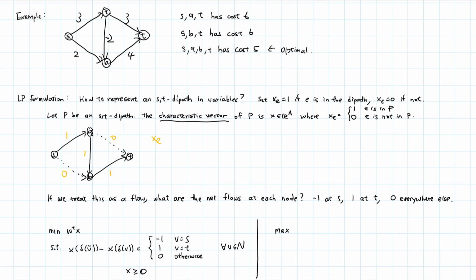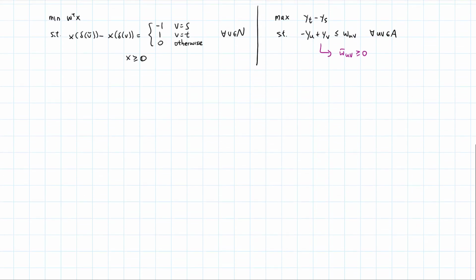We still have the same maximization, and the constraints are the same as before, minus y_u plus y_v less than or equal to w_uv. But because the right-hand side of the primal is specified, we can now say that the objective function is y_t minus y_s. Once again, the constraint is equivalent to the reduced cost of uv is non-negative. The CS conditions are the same as before, either x_uv is equal to 0 or the reduced cost of uv is equal to 0.